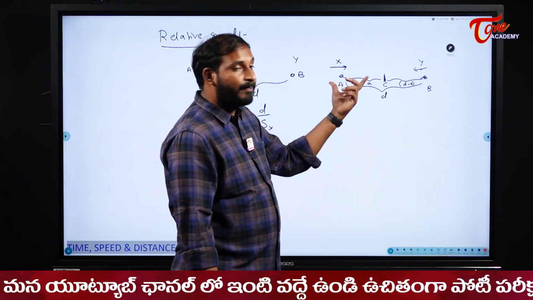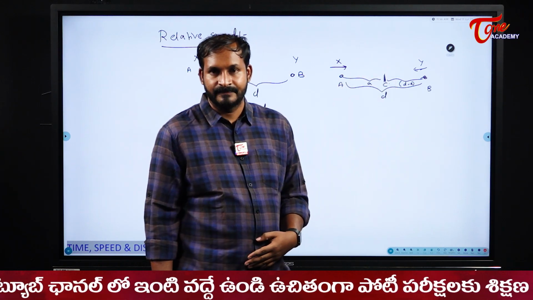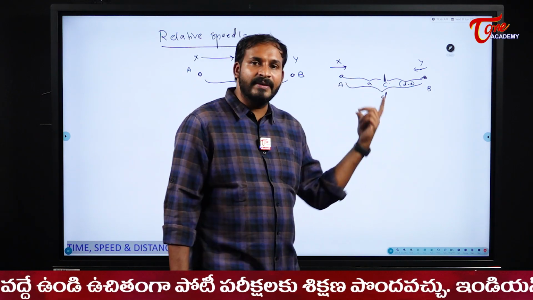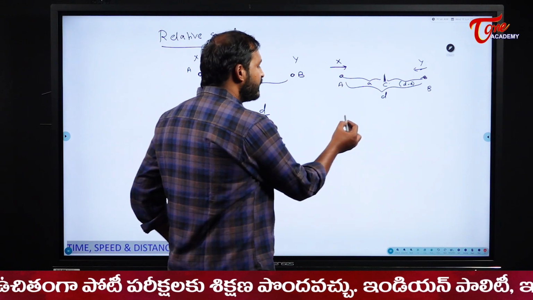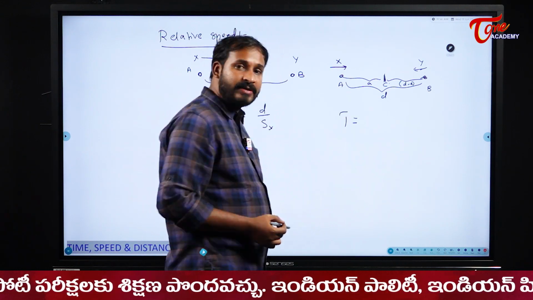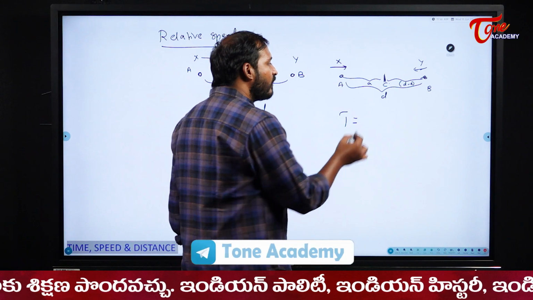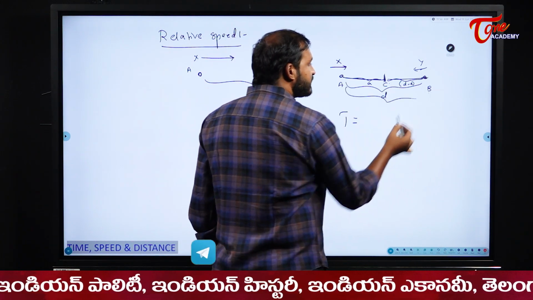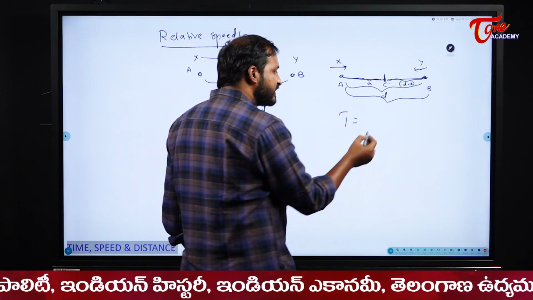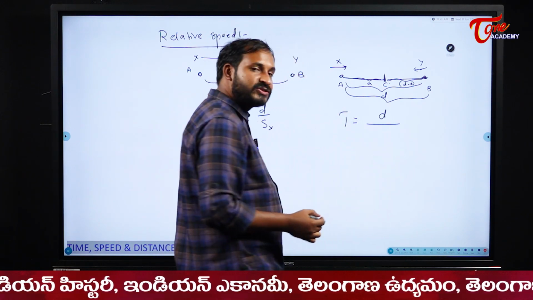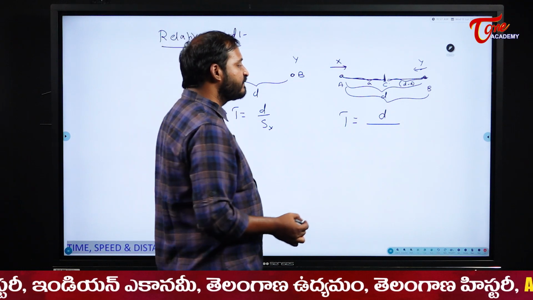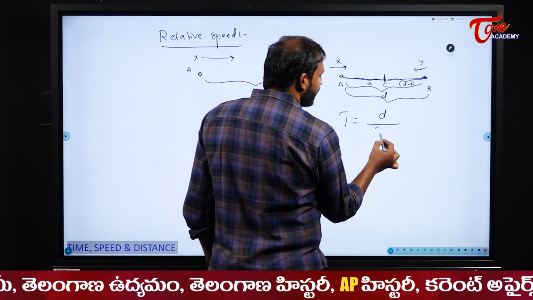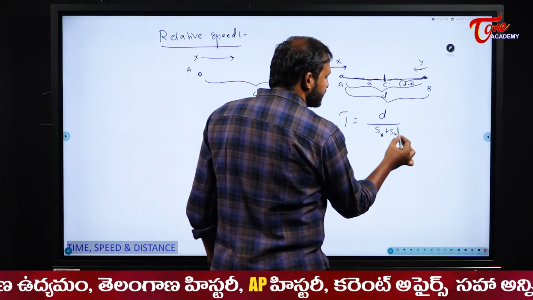Both the persons are moving the same distance or different distances based on their speeds. Now what will happen to the time taken to meet? X will travel some distance, Y will travel some distance. Their cumulative distance will be the same distance D. But what happens to their relative speed? Their relative speed will become plus. That means speed of X plus speed of Y.